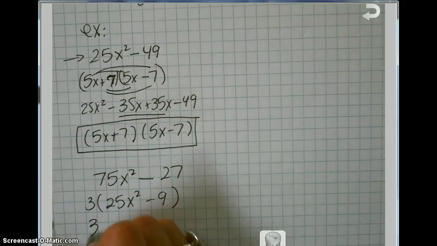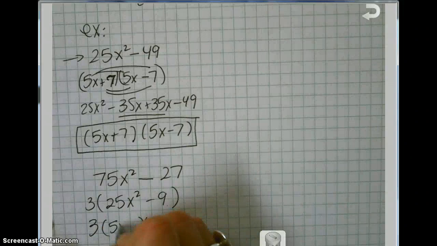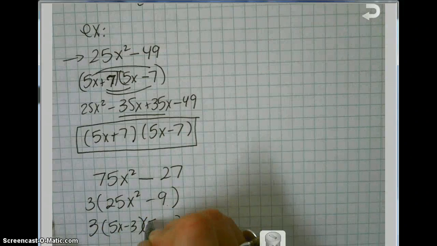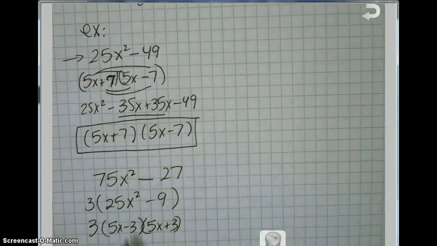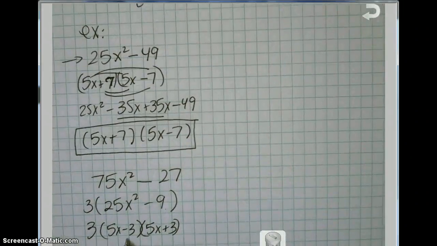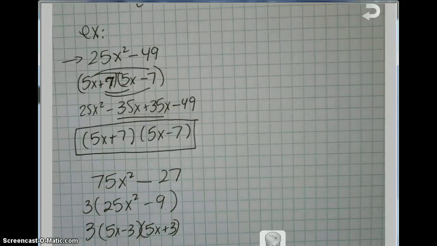So how would you factor it? Well, it'd be 5x minus 3 and 5x plus 3. Notice this time I wrote down 5x minus 3 and then 5x plus 3. The order doesn't matter. It's the commutative property of multiplication. As long as you have the two factors as conjugates, 5x plus 3 and 5x minus 3, it doesn't matter which order you place those answers.